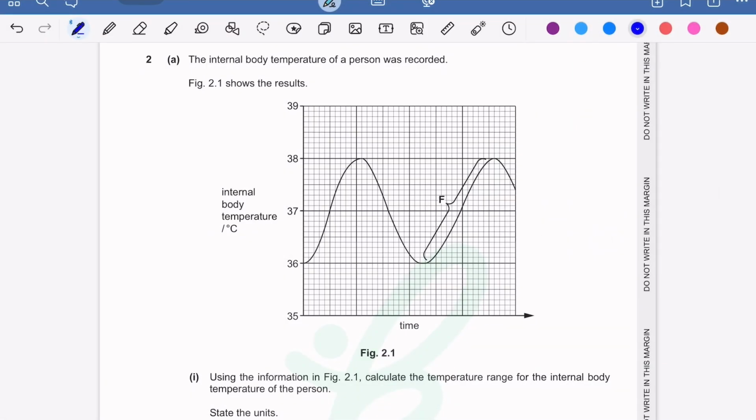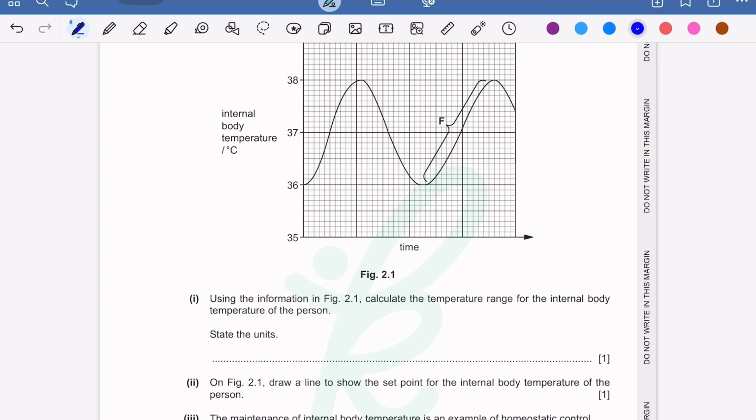Let us move on to question number 2. The question says the internal body temperature of a person was recorded. Figure 2.1 shows the results. So we can see a graph where the internal body temperature of a person is plotted on the y-axis with respect to the time. Let us read the first question. It says, using the information in figure 2.1, calculate the temperature range for the internal body temperature of this person.